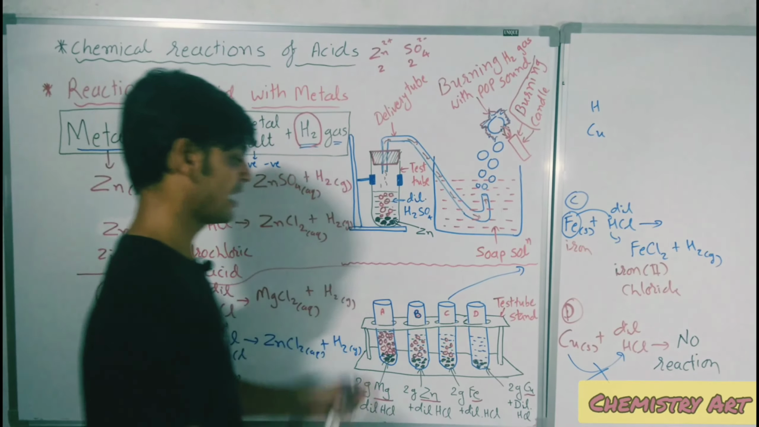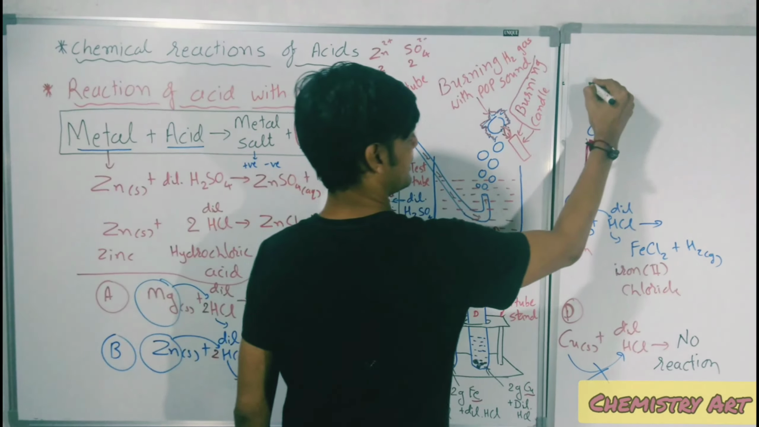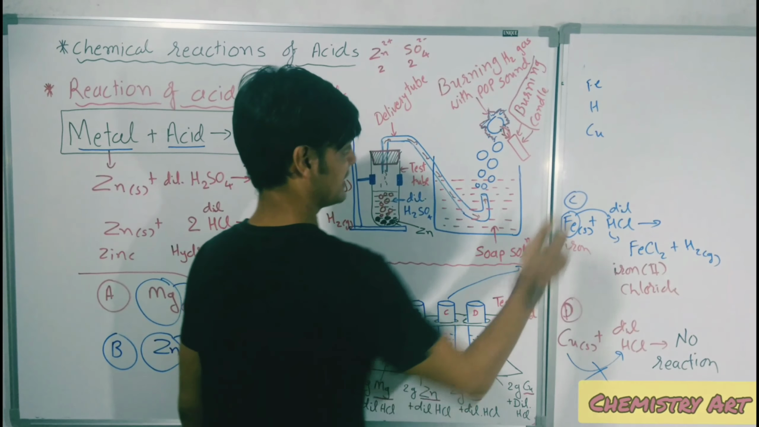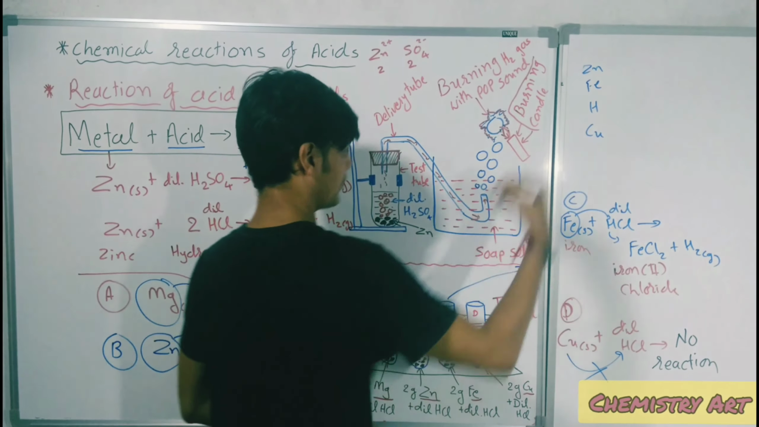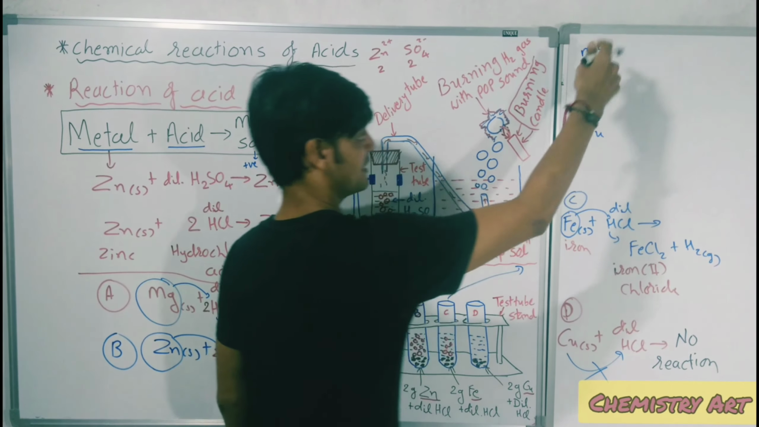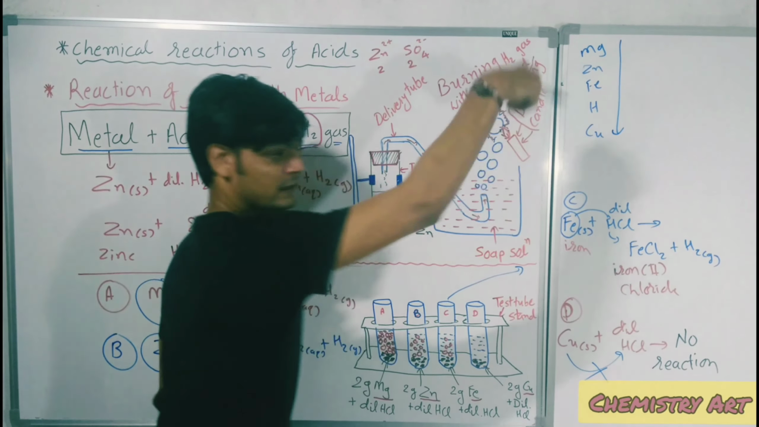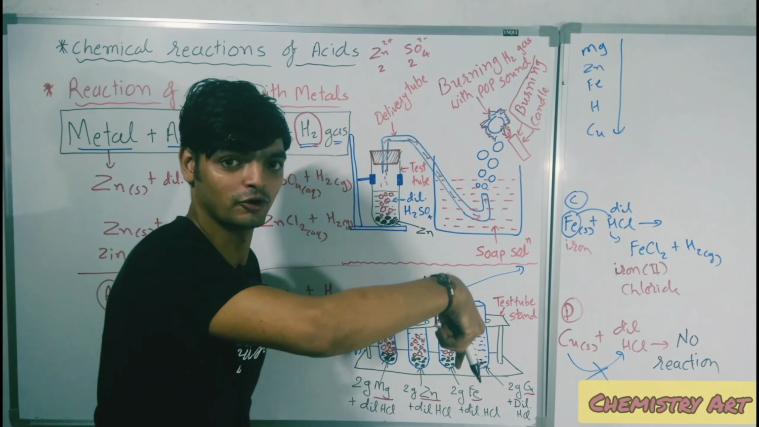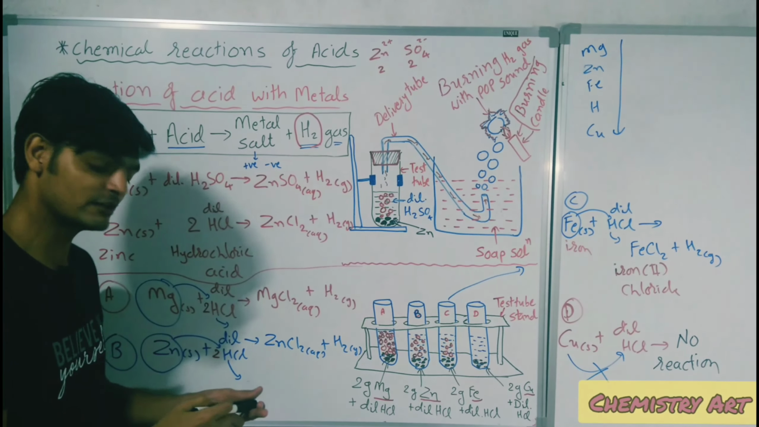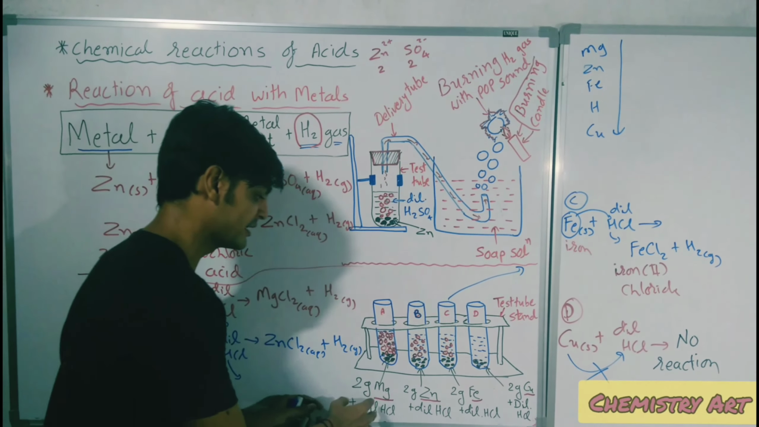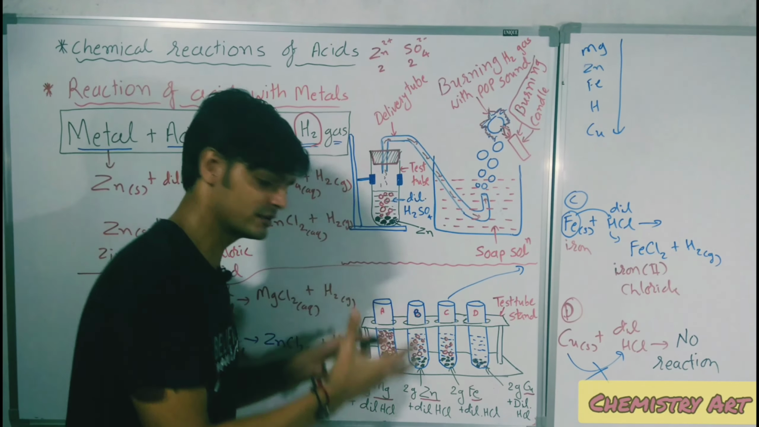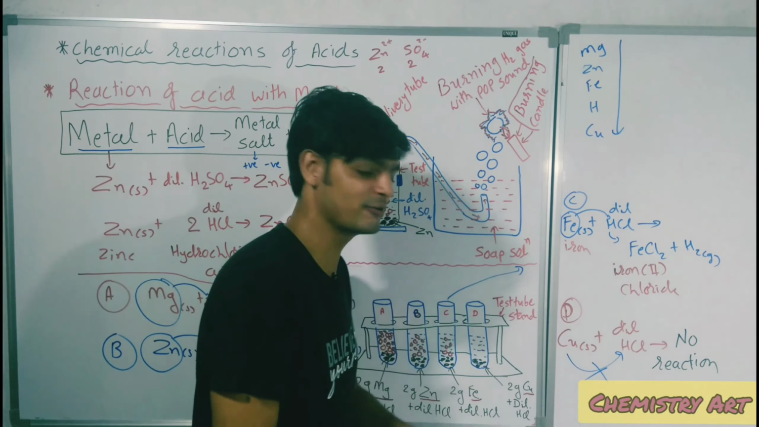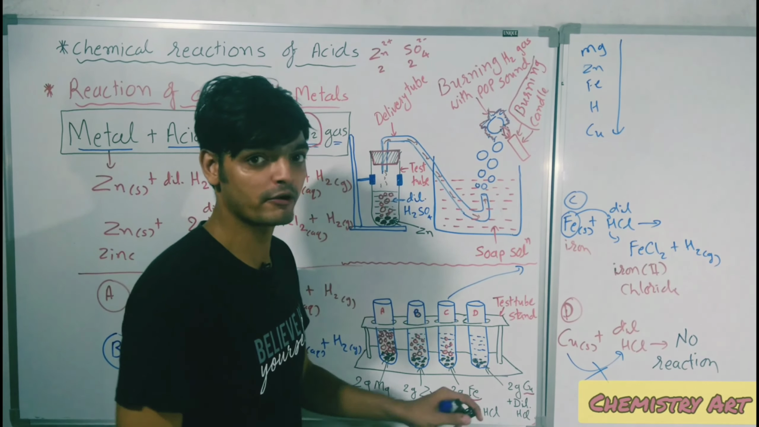Other metals are more reactive. For example, here Fe, here I can write zinc, and more than that, magnesium. So this is the decreasing order of activity of the metals. That's why one of the reasons that some metals give more hydrogen, some less, some very little, and some are not reactive like the copper. So copper will not react.